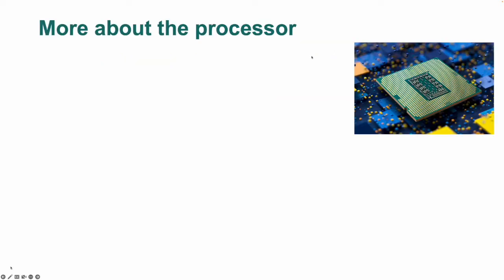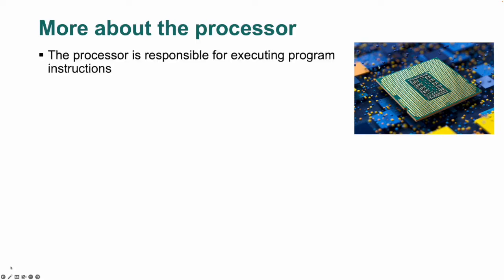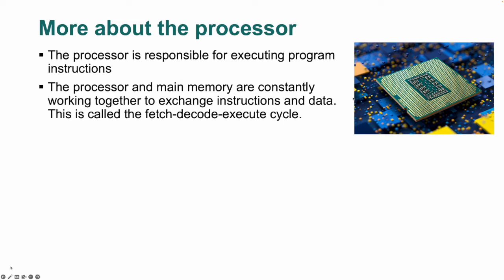Let's take a slightly closer look at each of these elements. Start off with the processor. This is a processor over here, this is a CPU. As we just talked about, it's responsible for executing program instructions. A really key idea is that the processor and main memory are constantly working together to exchange instructions and data. This is called the Fetch-Decode-Execute Cycle, more commonly just called the Fetch-Execute Cycle. So you may hear me say that, don't get confused, they are the same thing.